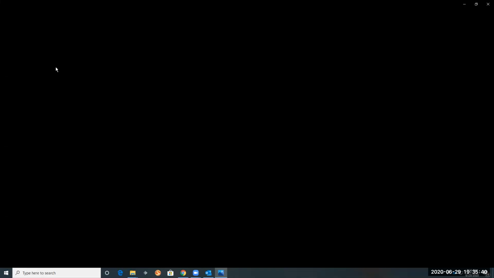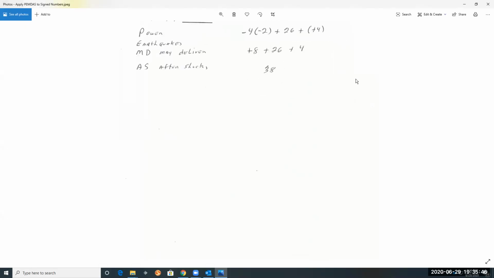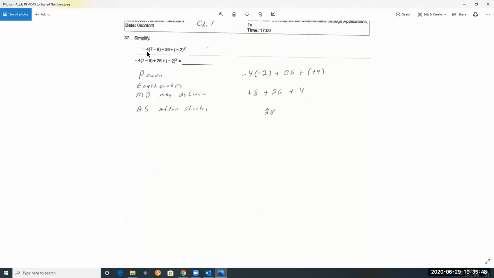How does PEMDAS work when we're working with sign numbers? PEMDAS, P-E-M-D-A-S. The West Coast version is powerful earthquakes may deliver aftershocks. It says we need to do parentheses first.